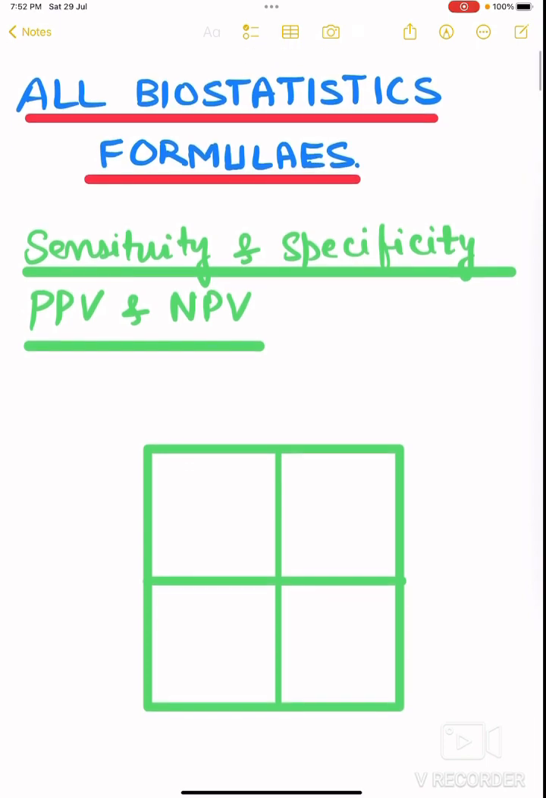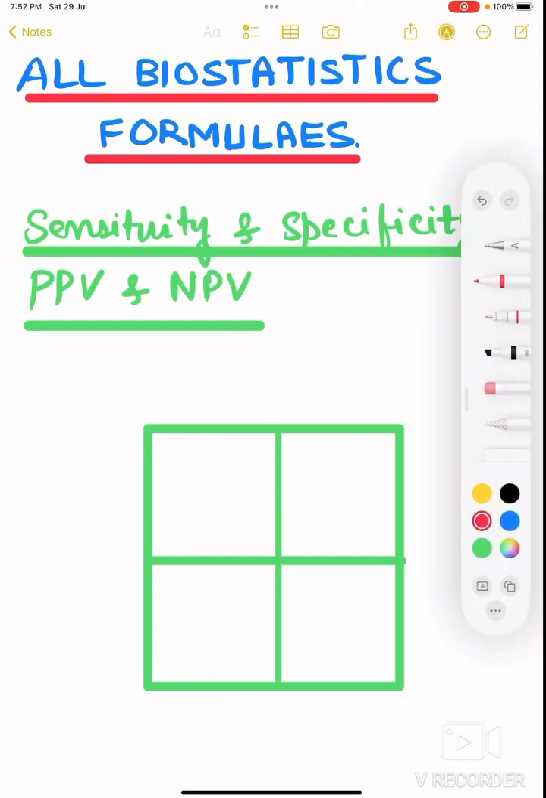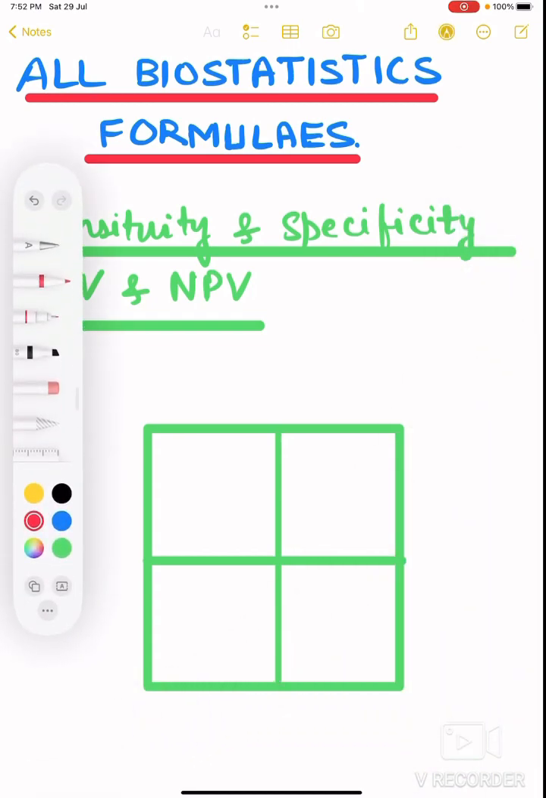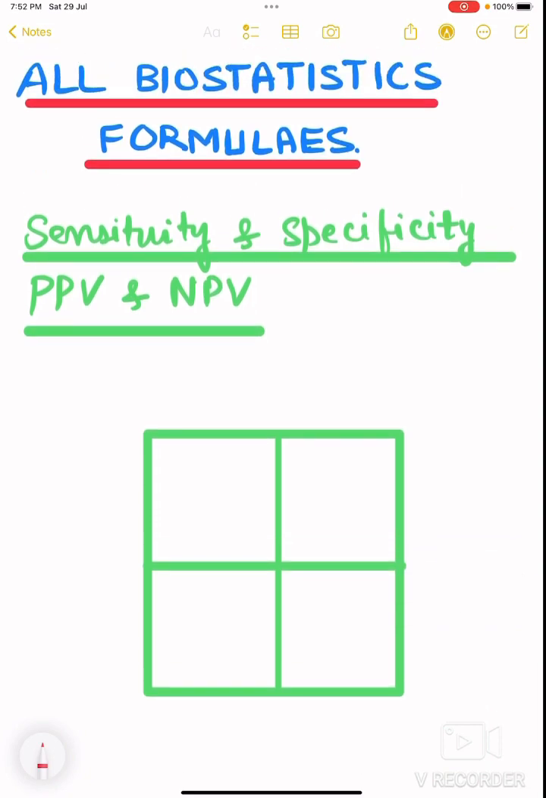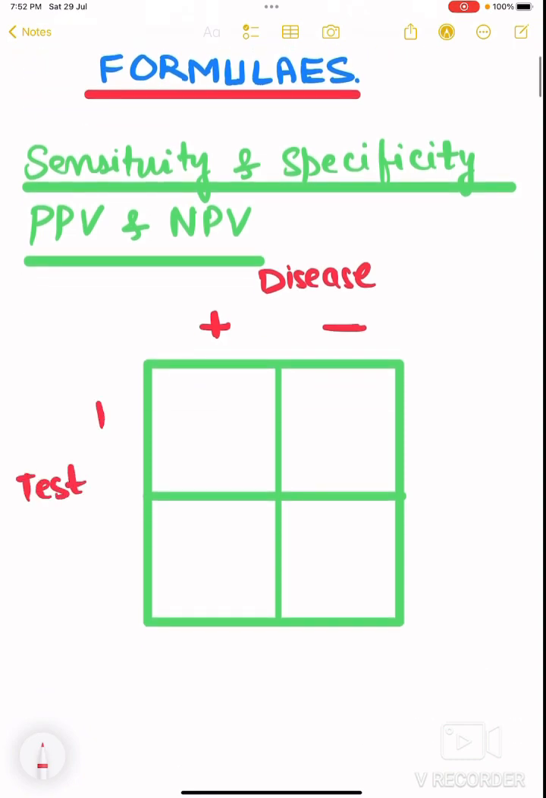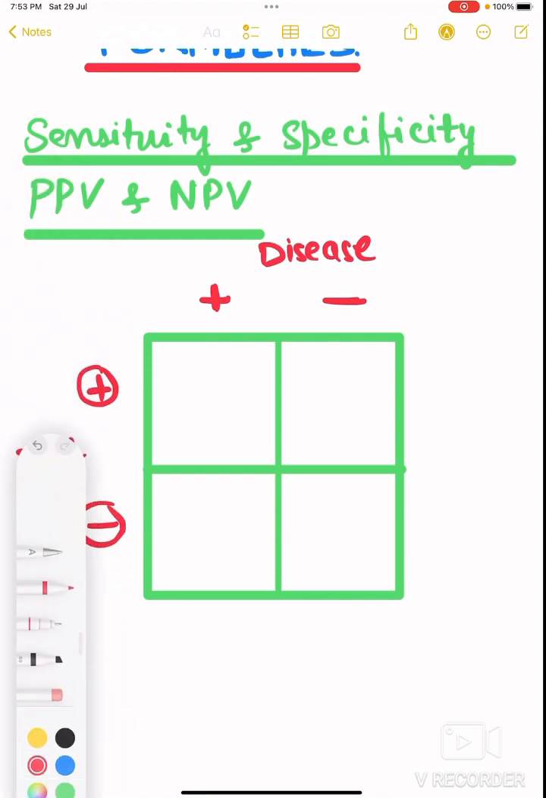Getting started. First of all, sensitivity, specificity, positive predictive value, and negative predictive value. This topic is asked very frequently in questions, and these are the most frequently asked formulas. I have made a box. First, disease positive: the disease can be present or absent, and the test whose sensitivity, specificity, positive predictive value and negative predictive value we are going to check can come either positive or negative.